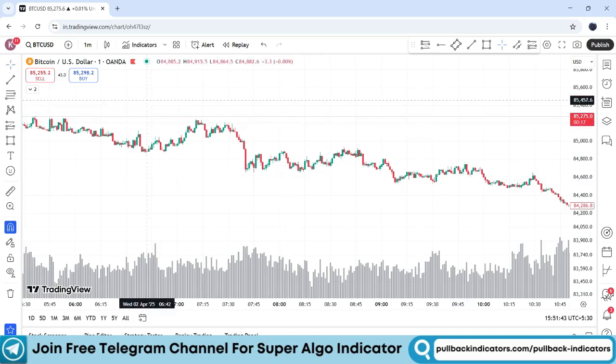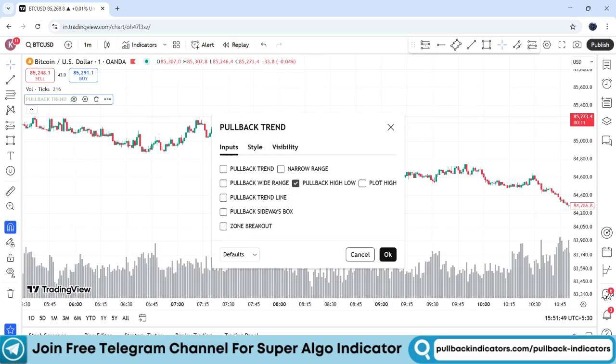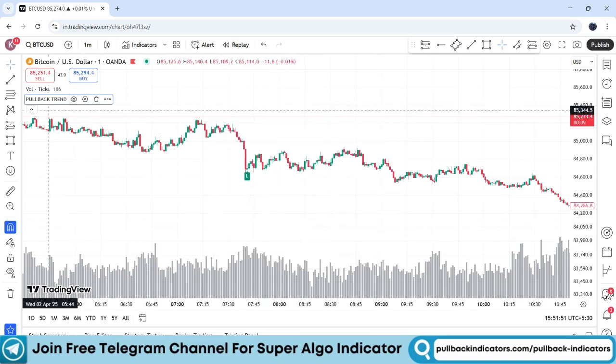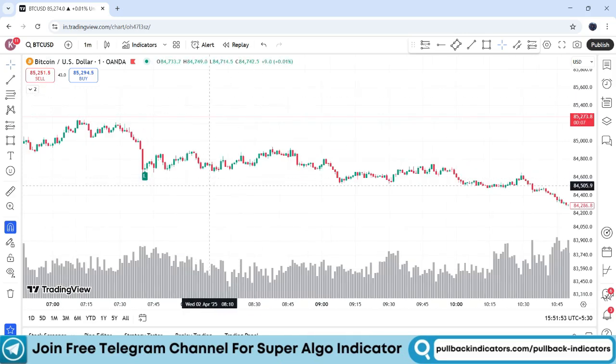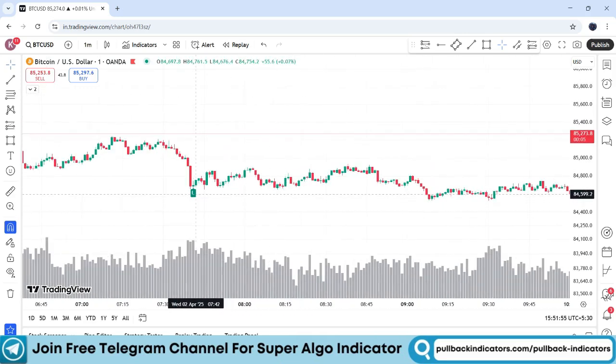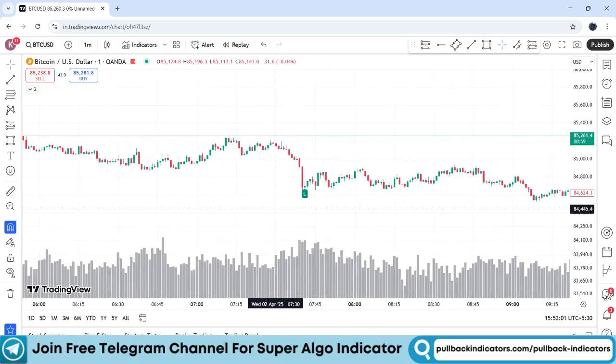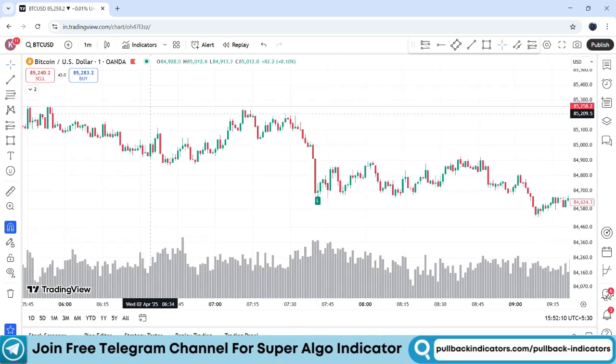For using this strategy, we will need the help of the pullback trend indicator. Just click on pullback high and low and press OK, and this will be the indicator. It looks like this. We only have to focus on the lower signals, these same signals, the low signals. I will be showing you the Bitcoin chart. It's on the 1 minute time frame.